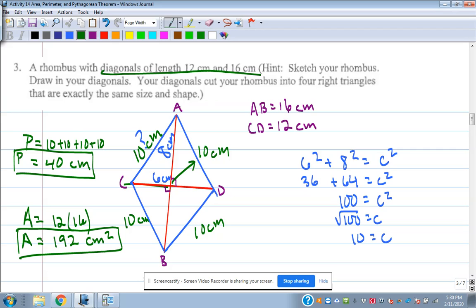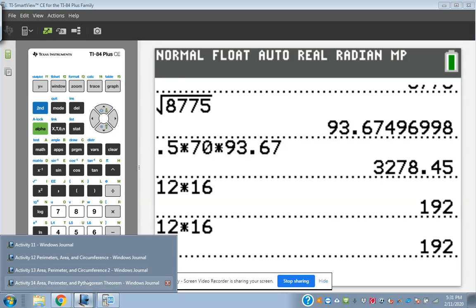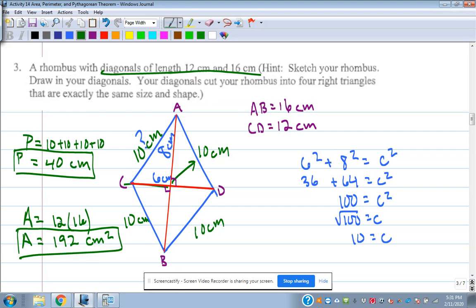The two diagonals, and that works for a rhombus to do it that way. You could also think about the area of all the triangles added together. You can do base times height, which would be 8 times 6 is 48, and half of that's 24. 24 times 4. What's 24 times 4? 96. Oh, you got to do half. I forgot half. Half of 192.